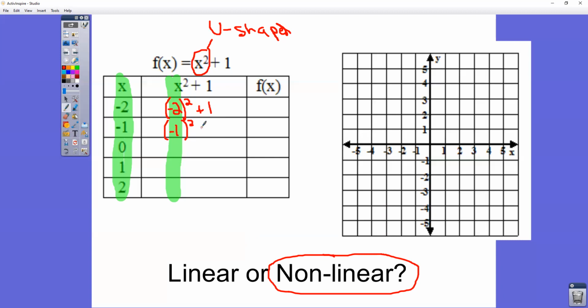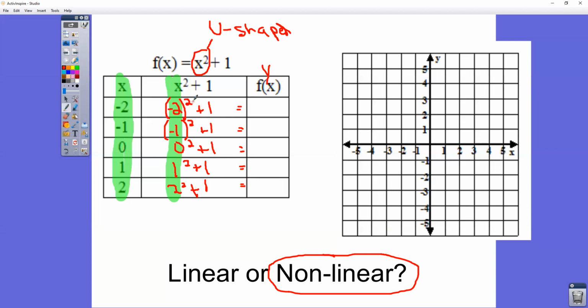Then we have a +1. 0 squared +1. 1 squared +1, and 2 squared +1. The positive numbers and the 0, you don't need to type it in parentheses. Would it be wrong if you did? Nope, it'll be fine. All right. And then just like the previous questions, you're going to put your answer in the f of x column. Remember that that f of x column is just your y column.